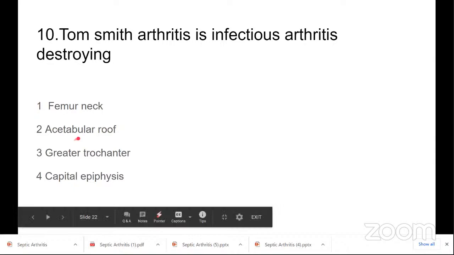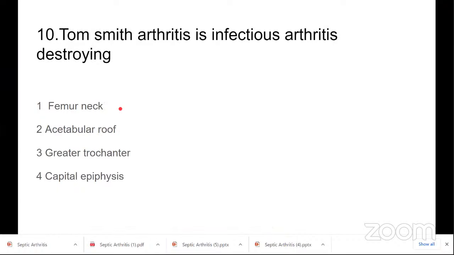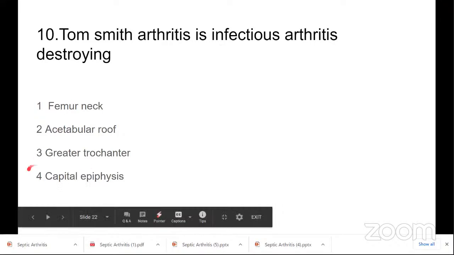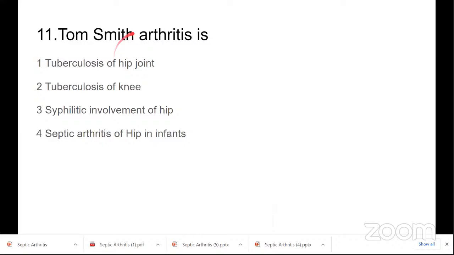And it is intra-articular. Look at this. The acetabulum is already forming. The femoral neck forms after it grows. But the capital, I'll explain with the picture. Please remember, Tom Smith arthritis affects the capital epiphysis. You remember this question, I will explain with the picture in subsequent slides. Tom Smith arthritis is, of course, a no-brainer. Now you should be able to answer this. Option 4, sir. Yes, it's of the hip in infants.